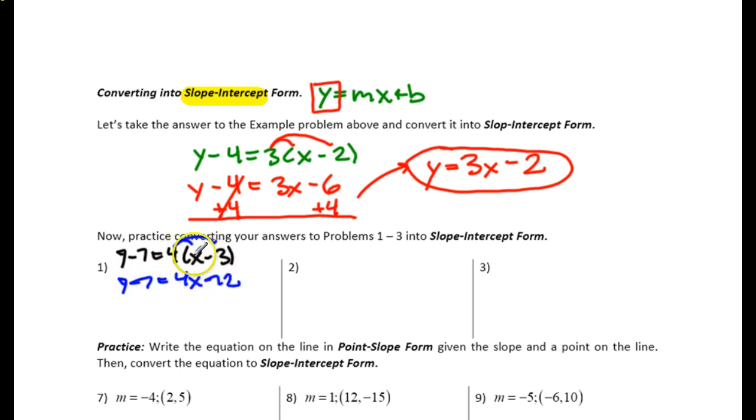This time this is -12. Solving for y, get the y by itself, so we'll do +7 on both sides. We're left with y equals 4x minus 5. So the slope, as you can see, is still 4, but now the y-intercept is at negative 5. Okay?